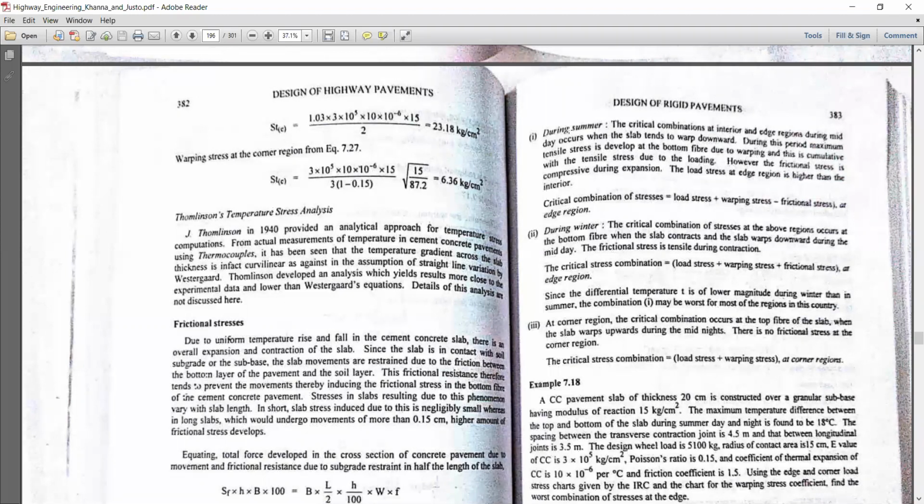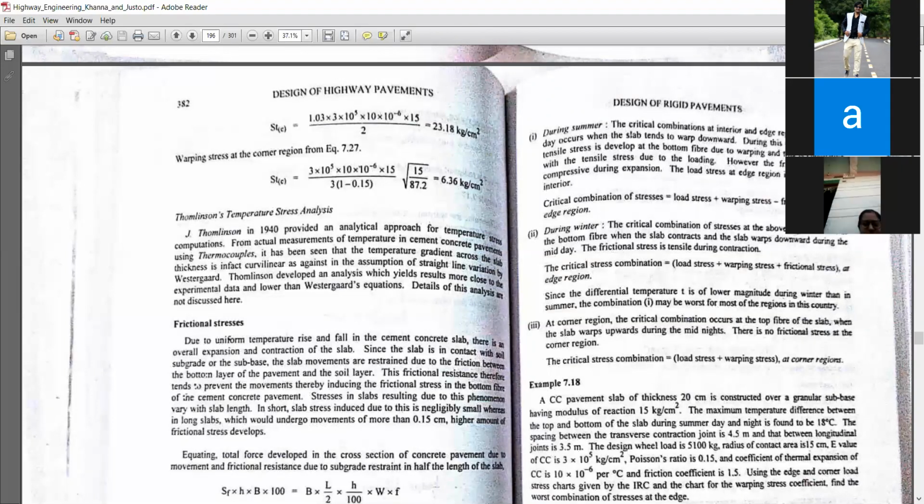What are the critical combinations during that season and midday? During these days, what will happen? The top layer of the cement concrete will experience the highest temperature of an average season. During that time, usually the slab will tend to warp downward. How does it happen? Because of expansion of concrete, the slab will warp downward.